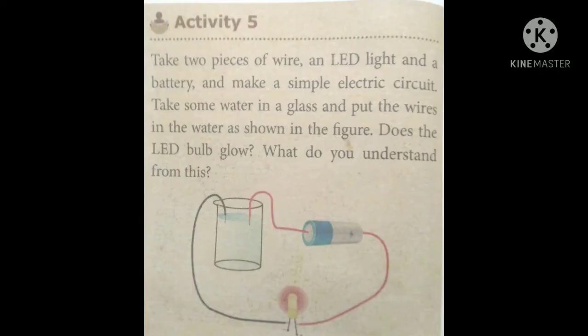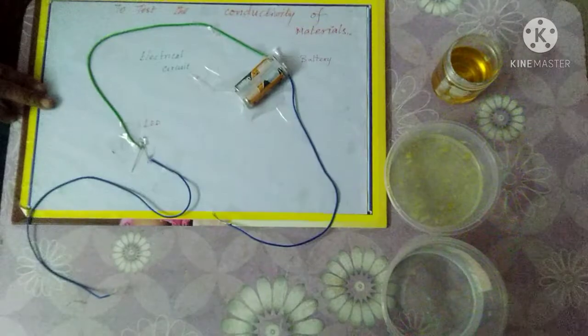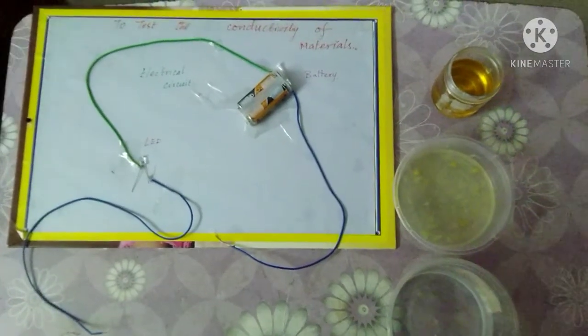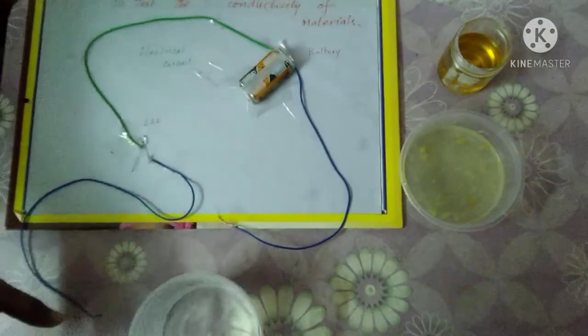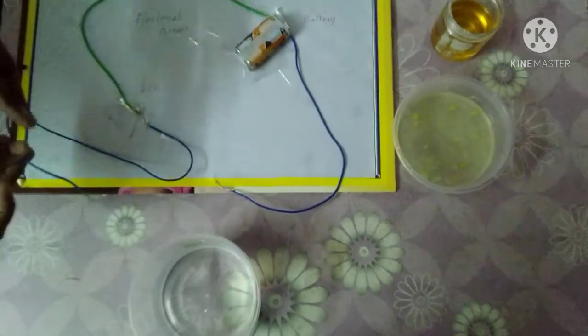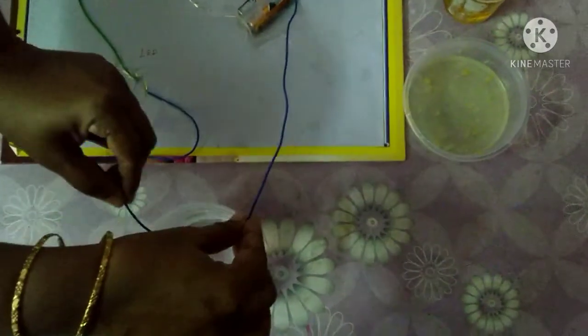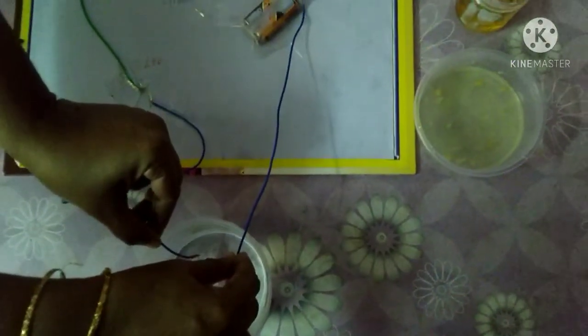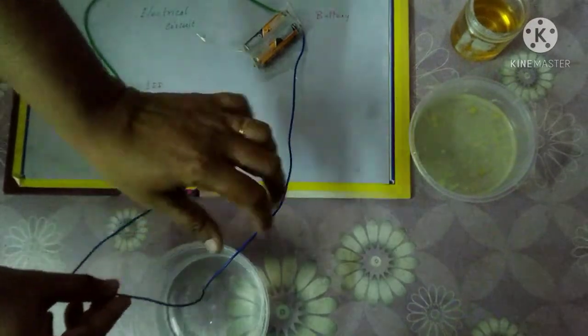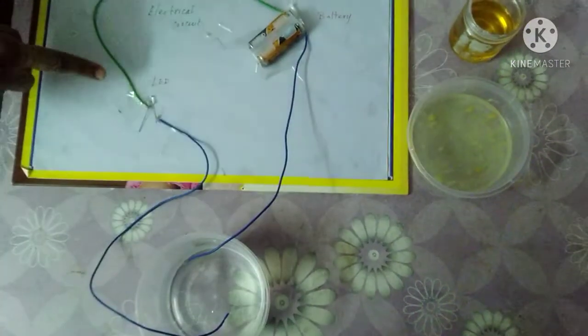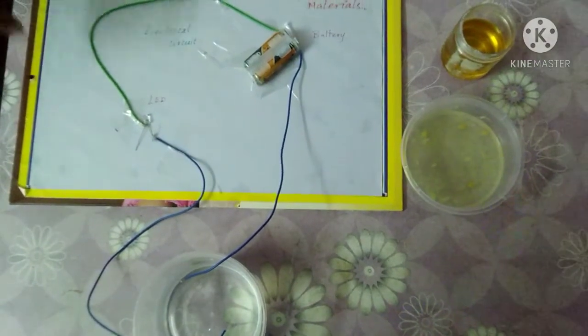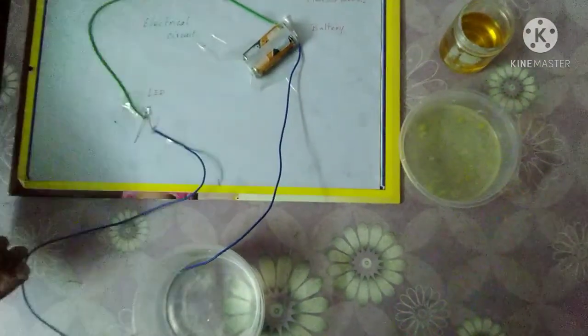I hope that you have all done this activity. We will discuss the result now. Circuit already we have assembled. Now we will do the activity with some solutions. See now, when we put the wire inside this water, this is pure distilled water. Do you find the bulb glows? No.